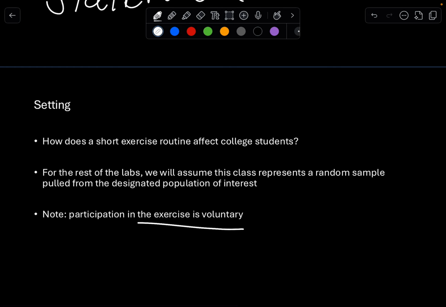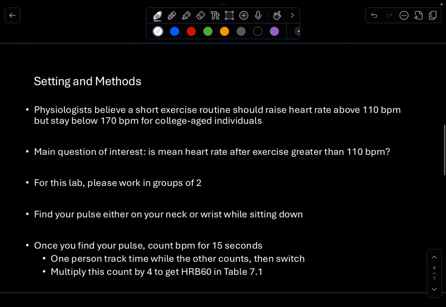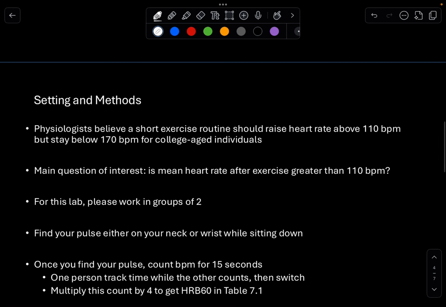Also, you need to work in groups for this one. That will make the data collection a lot easier. Okay, so in groups, you will do a very short exercise routine. You'll just do some knee raises. Your lab instructor will demonstrate. You'll just pick your knee up, grab your knee, put it down, then switch legs. So just very simple, quick exercise.